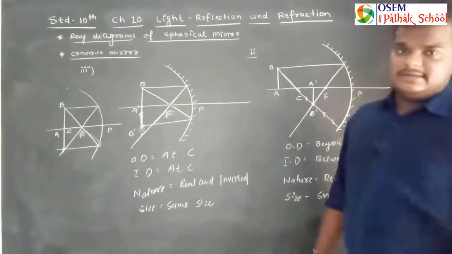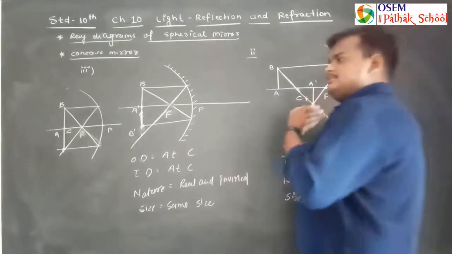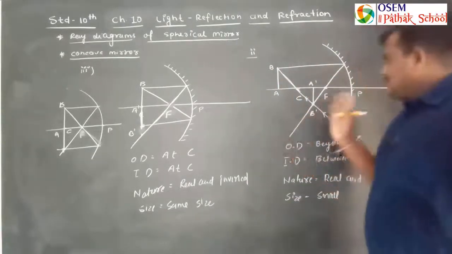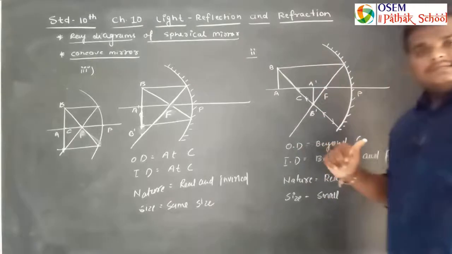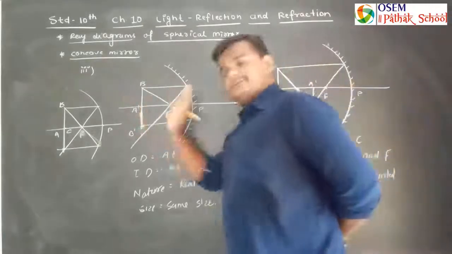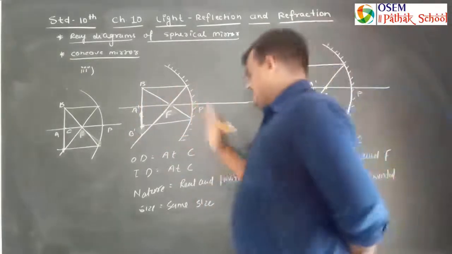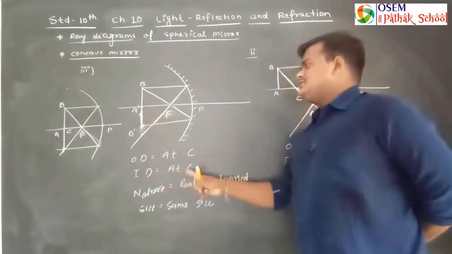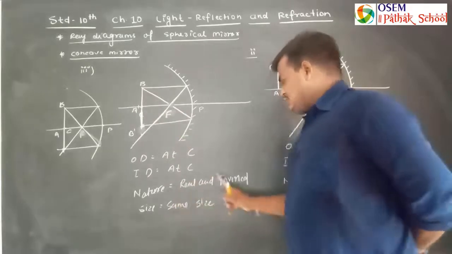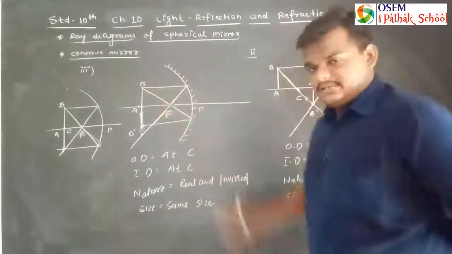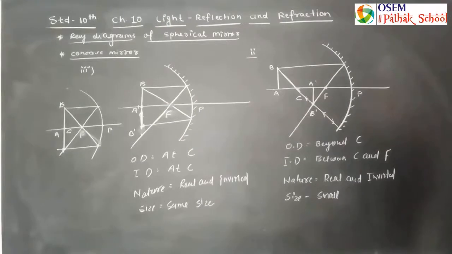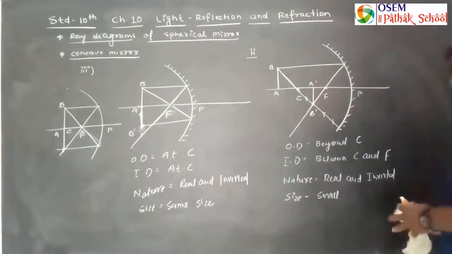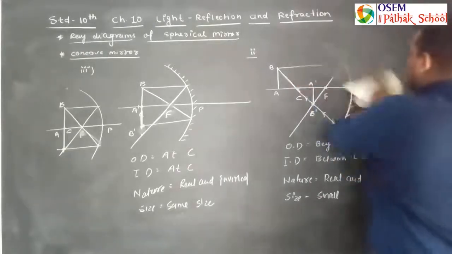3 cases अभी तक क्लियर किए. In first case, object is placed at an infinite distance. In a second case, object is placed beyond the C. अब धीरे से वहाँ पे उठाकर C पे रखा. Now between C and F, so object distance at C पे put किया. Image distance I obtained at C. Nature real and inverted, and size is same size of the object. So these are the 3 different conditions, 3 different positions of an object which is placed in front of concave mirror.